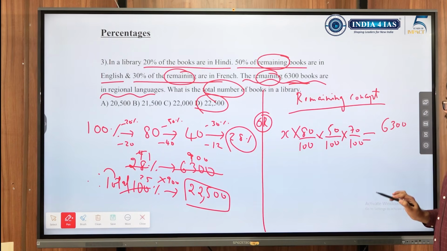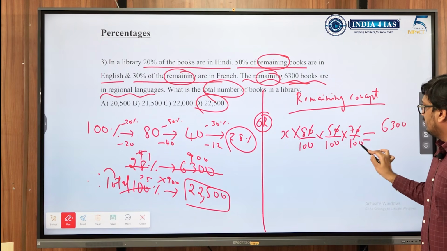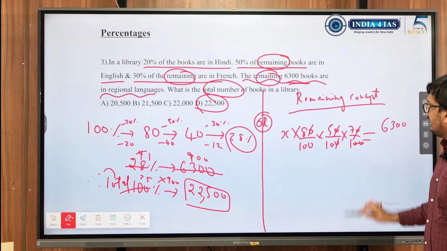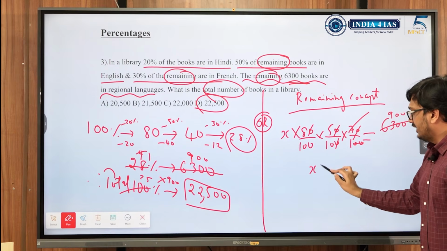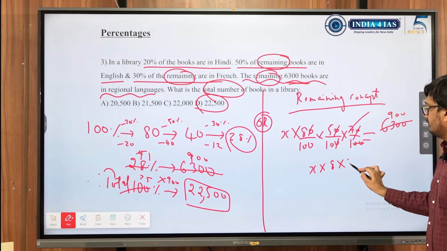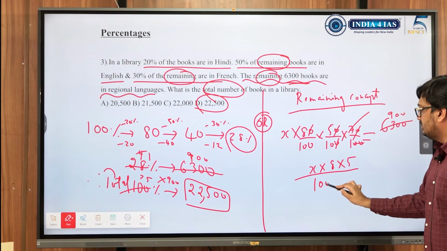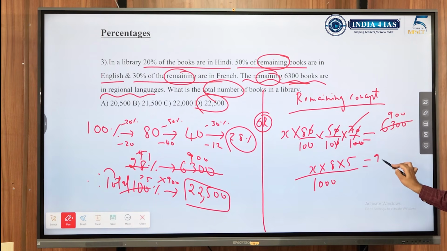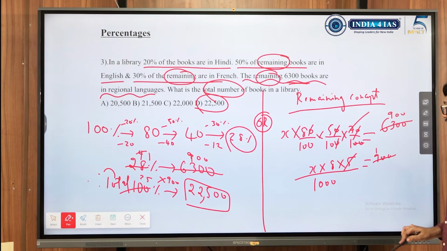6300. If you observe carefully, in the numerator 3 zeros, cancel it. In the denominator 30, you cancel it. And see, 7 ones are 7, 7 nines are 63, then 00. Then x into 8 into 5 divided by 1 followed by 3 zeros is equal to 900. Then 5 ones are 5.